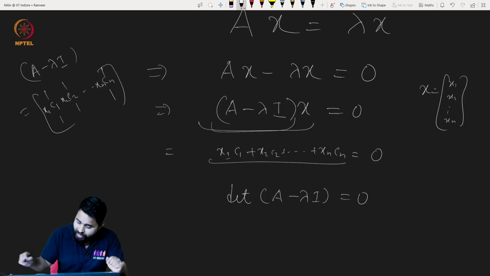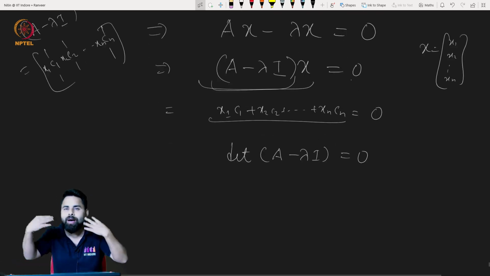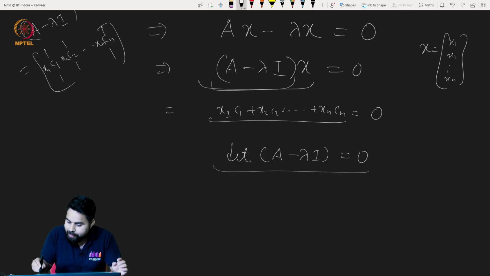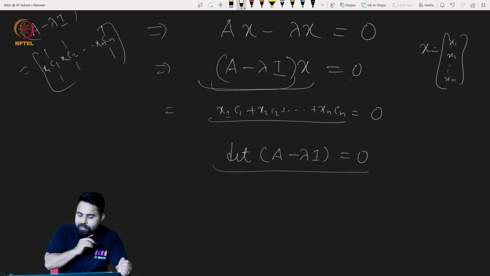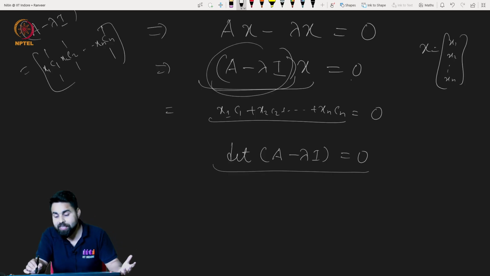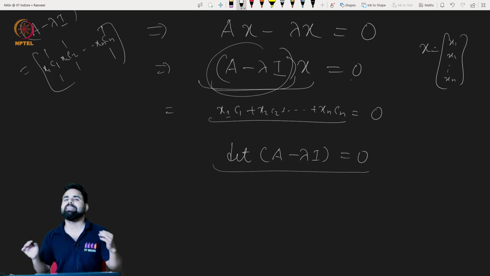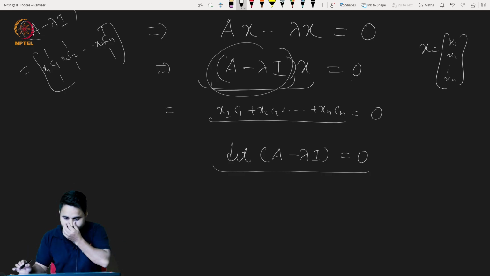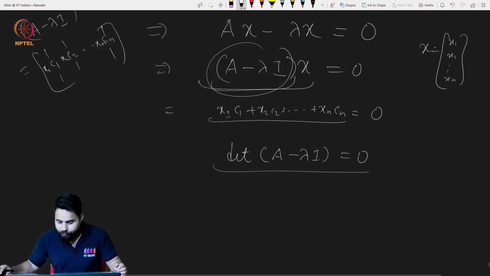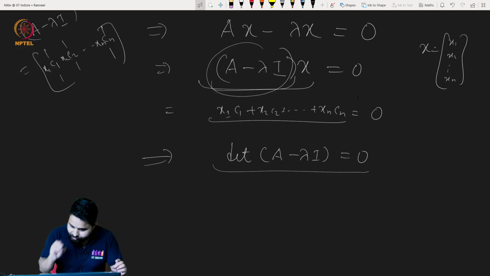Suppose the determinant of A minus lambda I is not 0. So I am giving you now another proof why the determinant of A minus lambda I has to be 0. In that case, you can multiply by the inverse of this matrix on both hand sides, but then the right hand side will be 0. This will give you that x is 0, but x is your eigenvector. It cannot be 0. So this will be a contradiction. Okay, so very good.